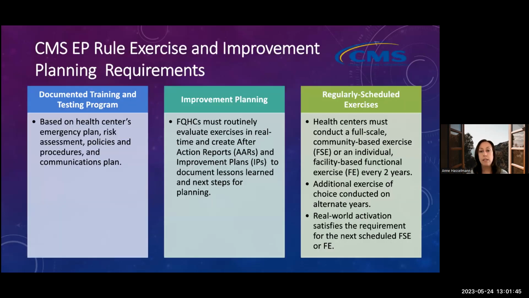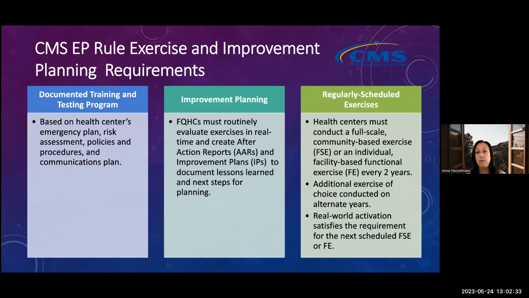Okay, so what does CMS say? Well, the EP rule, as you know, came out originally in 2016, and it was revised in 2019. And it has many different requirements, but what I've highlighted here are the requirements that kind of go together when we think about how to organize our emergency management program. So you need a documented training and testing program. You need improvement planning, right? And we're going to talk a little bit more about that in conjunction with exercises. But basically, you need to document lessons learned and what you'll do to improve things. And then, of course, regularly scheduled exercises.